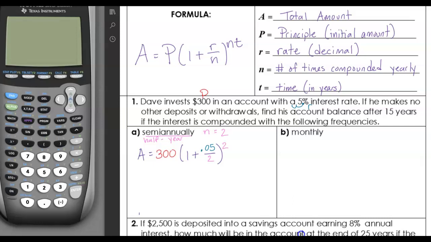I input 2 for n. And then my last step is to insert my time. How long is the account open for? Or when do I want to know my total amount? After how many years? 15 years, yes, that's my t. So I plug in 15 for t, and then my last step is just to plug all of this into my calculator.